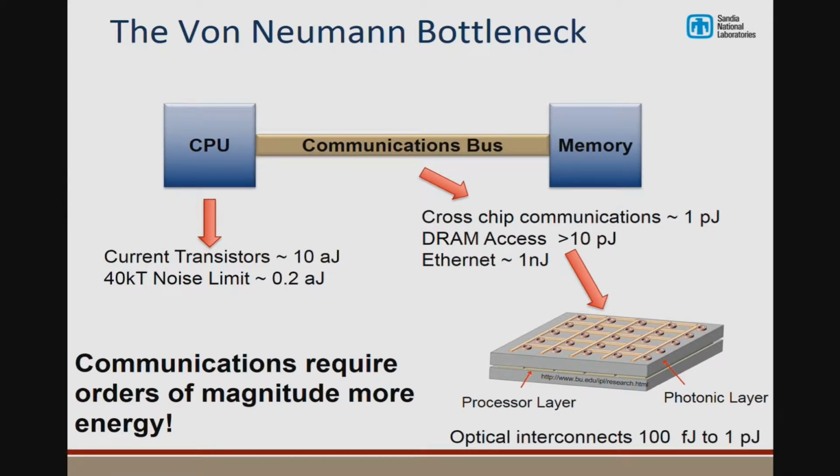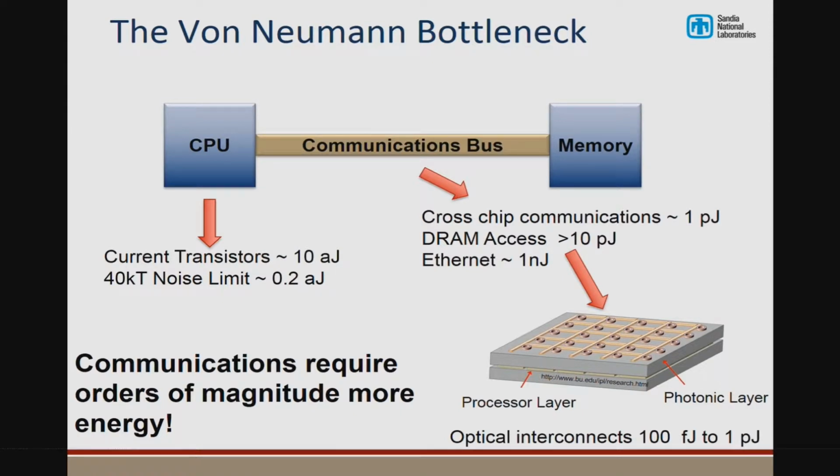If you look at current transistors, they're already getting pretty efficient, only 10 attojoules compared to your 40 kT noise limit of 0.2 attojoules. But now you look at what's the energy just to move a bit from one end of the chip to the other, and that's on the order of a picojoule, 5 orders of magnitude more. So that's our huge opportunity.